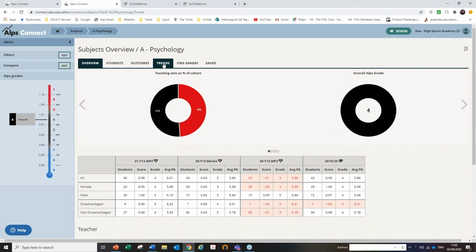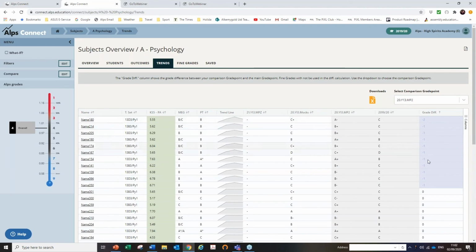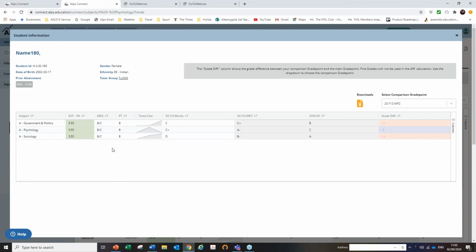Psychology, and have a look at the trends in psychology. If we do that, we can see, yes, some young people lost their grades in psychology. In fact, this young person went down in psychology from MP2 to the centre assessed grade by 2 grades. And clicking on her name, we can see that she went in the other direction in the other 2 subjects, got A, B, C, and here I'm making this up, but her preferred university offer was A, B, B.